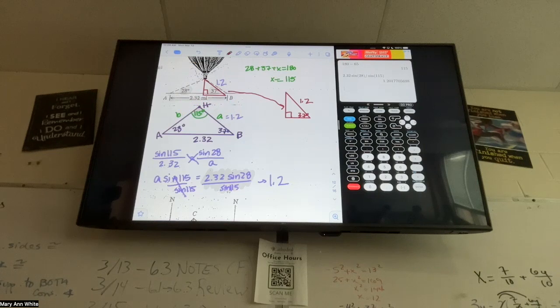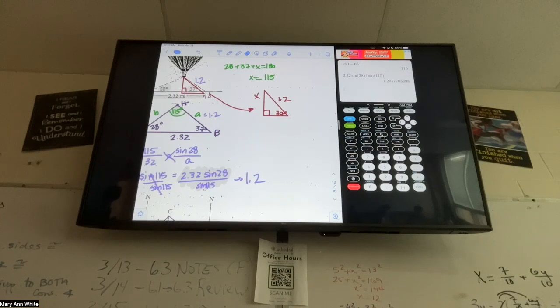Since I just did part of that triangle, I don't really know how long this distance is here, but I don't really care. What I do care about is finding my altitude, my vertical distance. So I'm going to throw an X on that side.